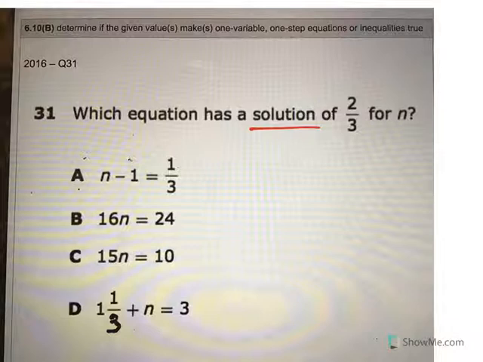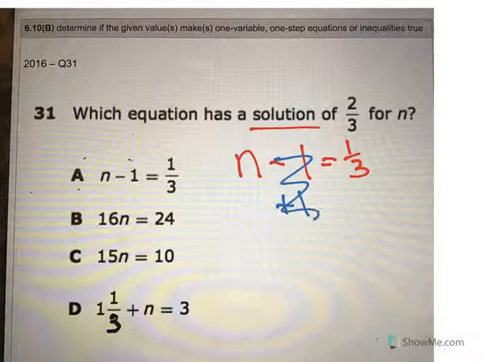So I'll start with A. We have n minus 1 equals 1/3. So we are subtracting 1. We need to isolate the n. We're subtracting 1. The inverse of subtracting 1 is adding 1 because those zero out. And then in the equation, whatever you do to the left side, you do to the right side.